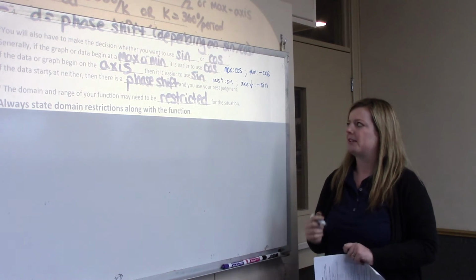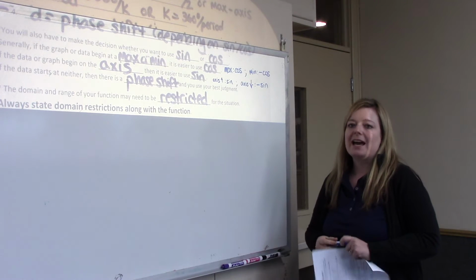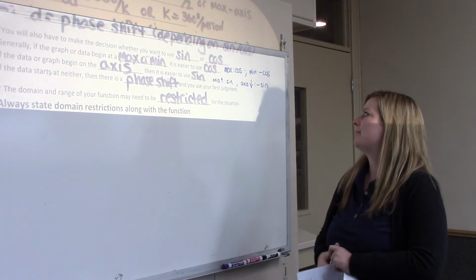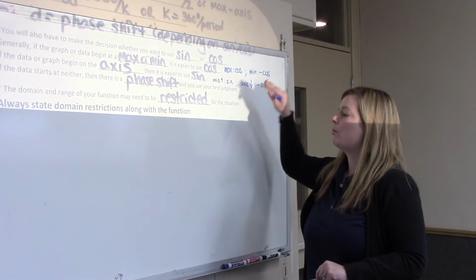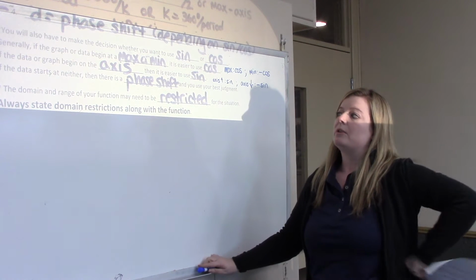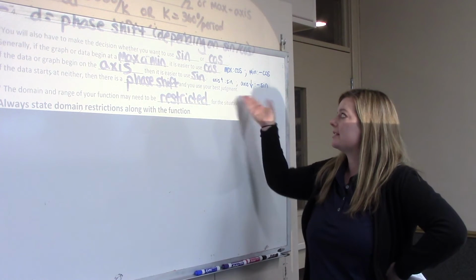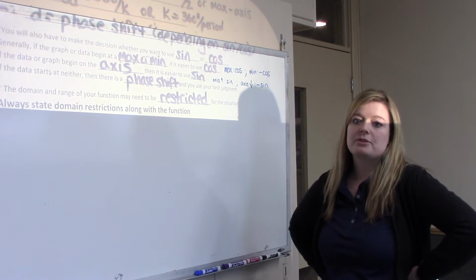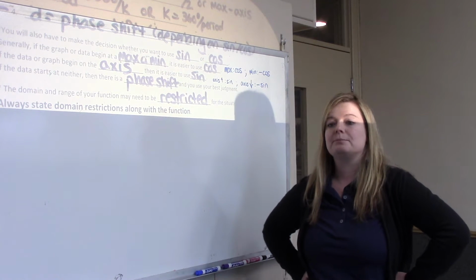Because that's been reflected. If the data starts at neither the maximum nor the axis, then you need to use a phase shift, and you can decide whichever you want, a cos or a negative cosine or a negative sine. Okay?